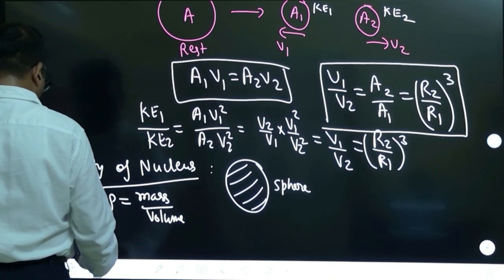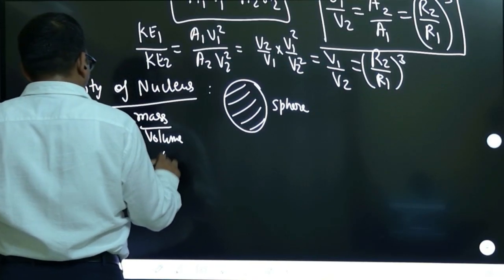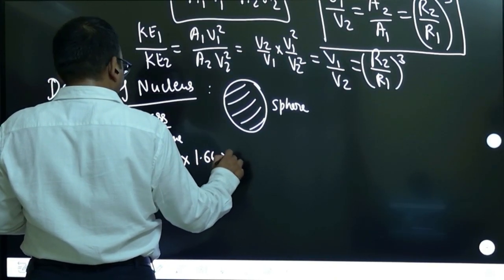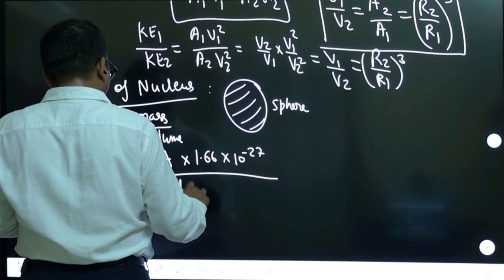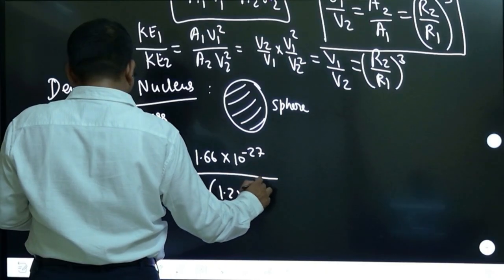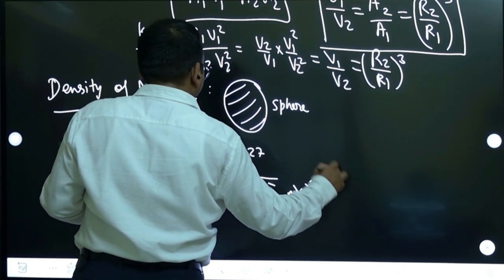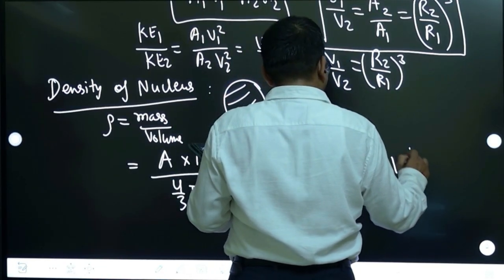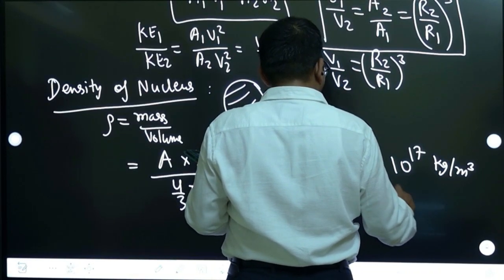Substitute mass, right? Mass is atomic mass unit into 1.66 into 10 to the power minus 27. This will come in kg. Volume is 4 by 3 pi r cube, radius is what? 1.2 into 10 to the power minus 15 into A power 1 by 3, cube. Calculate this. Once you calculate, it comes nearly 2.3 into 10 to the power 17 kg per meter cube, and this is almost going to be constant.